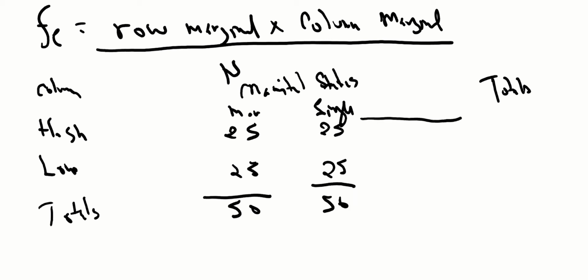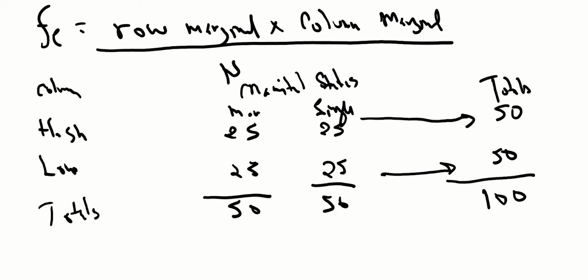If we take the total of the columns, it's also 25, 50, right? 25, 50, right? So, but let's think about how we would come up with the f expected for each one of these, right? So f expected is row marginal times column marginal divided by n, right? So our total is 100, right? That's our total for our table, right? So that is n, the total for the table.